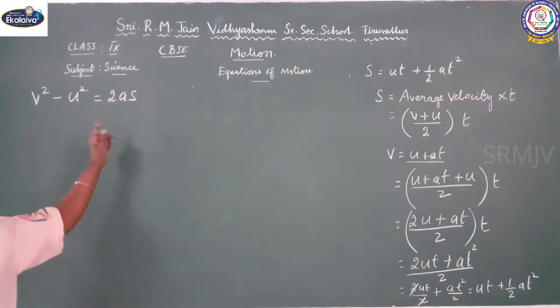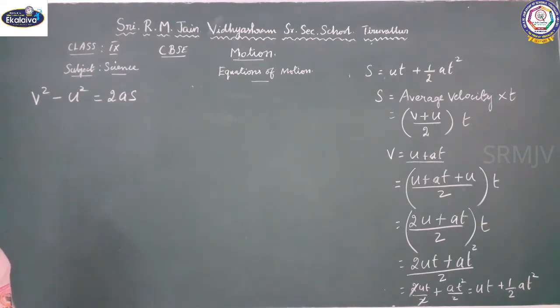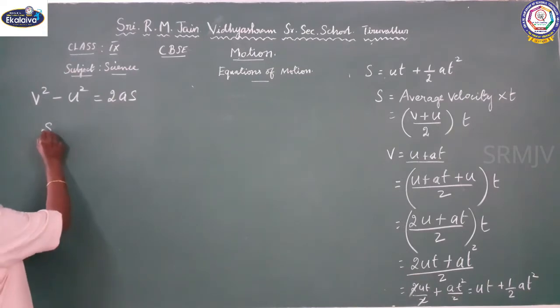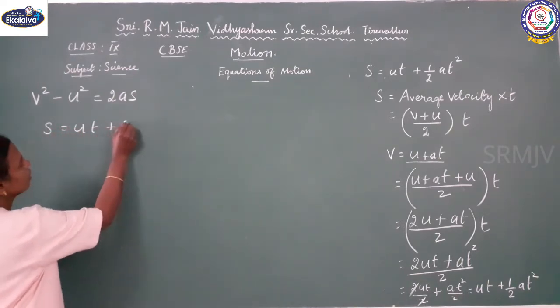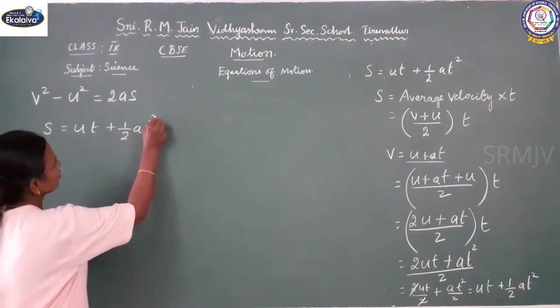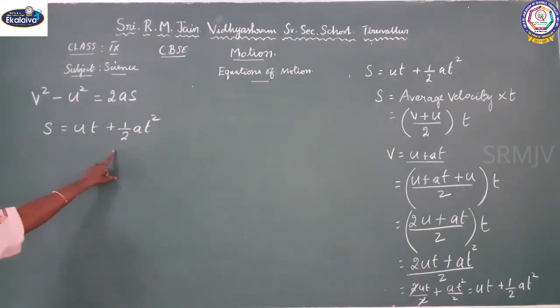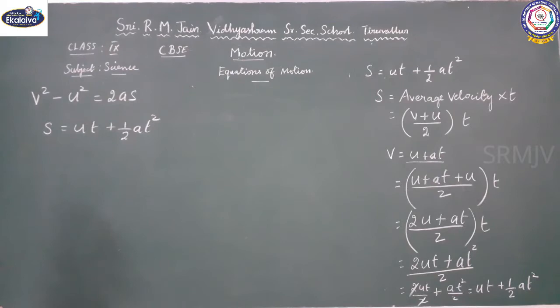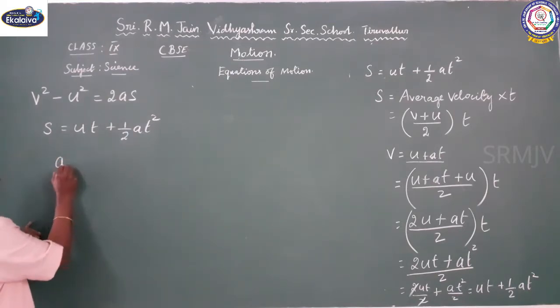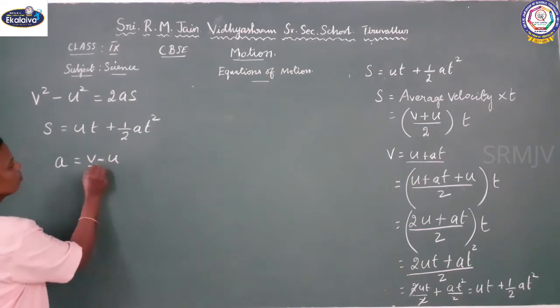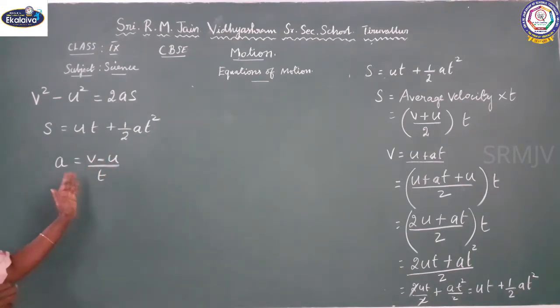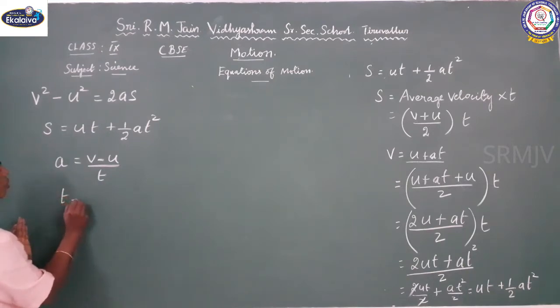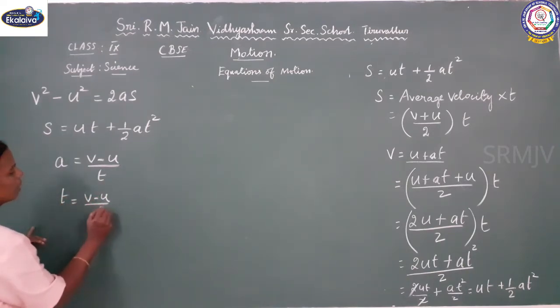This third equation is derived from the second equation. What is the second equation? s is equal to ut plus half at squared. We are going to derive the third equation from the second equation. Now, all of you know about acceleration. Acceleration is the rate of change of velocity. So a is equal to v minus u by t. Next, you have to rearrange: t is equal to v minus u by a.